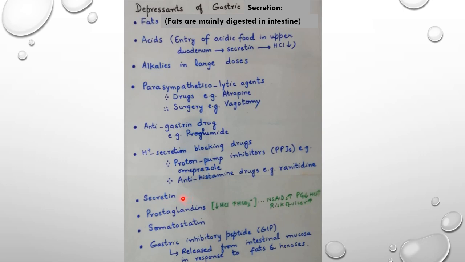Then secretin, prostaglandins, somatostatin, and gastric inhibitory peptide, which is released in response to fats and hexoses in the intestinal mucosa. These all can depress gastric secretions.